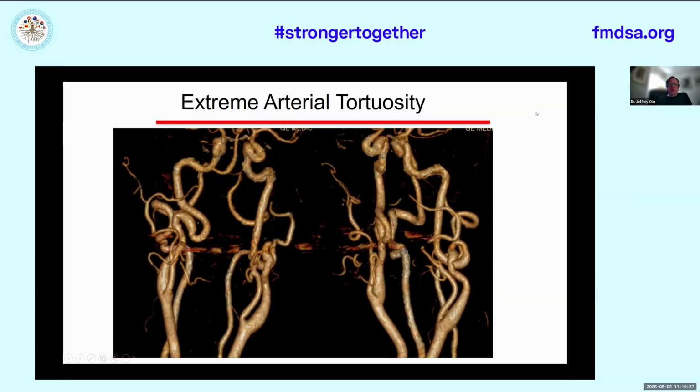And a more extreme aspect of tortuosity is shown here. Look at how severely tortuous these arteries are. There's a syndrome called arterial tortuosity syndrome that has a gene associated with it, but that's very, very rare. I've never seen it. And this is just a woman who has very severe arterial tortuosity.